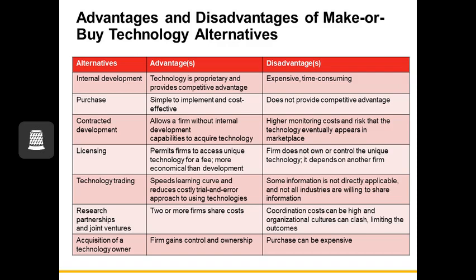Then there's another option called licensing. And this is where we basically purchase the right to use a technology for a specific time period. There's also technology trading, where firms can offer to share technologies with each other based upon their different capabilities. We can also engage in research partnerships and joint ventures when two or more firms share the cost of developing a technology. And then finally, we could simply acquire a technology owner. So if there's a company out there that has the technology that we need, we could look to purchase that organization.